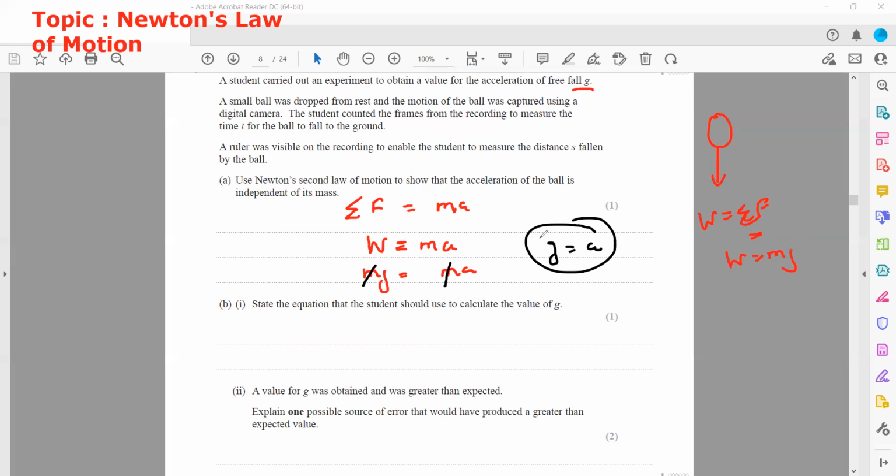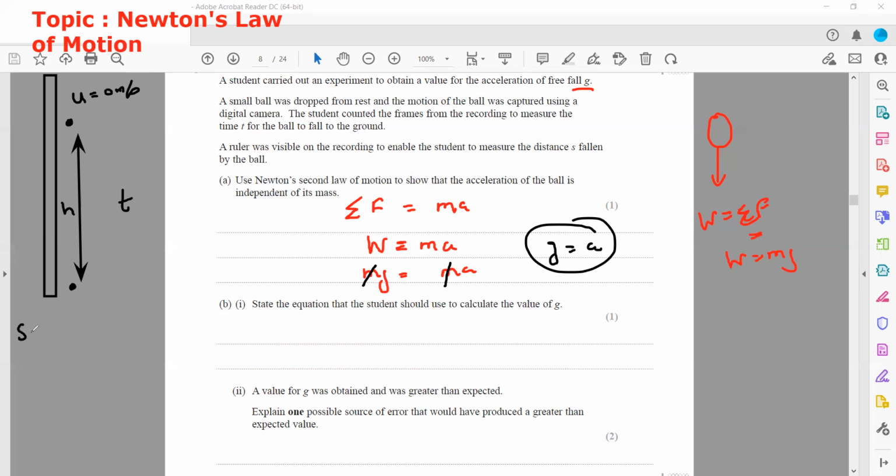State the equation that the student should use to calculate the acceleration due to gravity. So basically, the object is falling from a certain height, the student recorded the time and measured the height using a ruler or the scale. So we will use the equation of motion which involves the height and the time. What is the initial velocity? The initial velocity is 0.